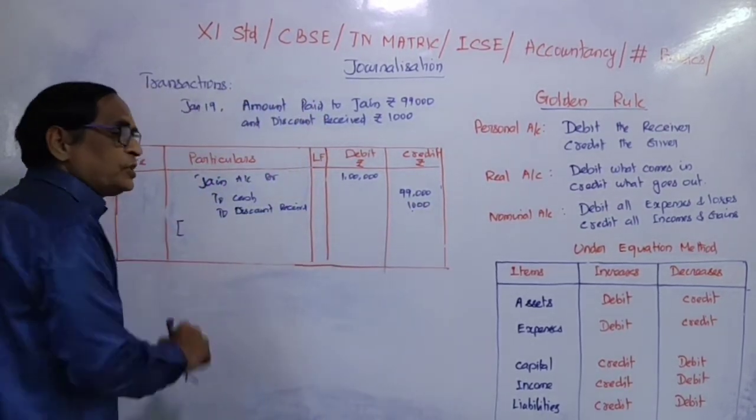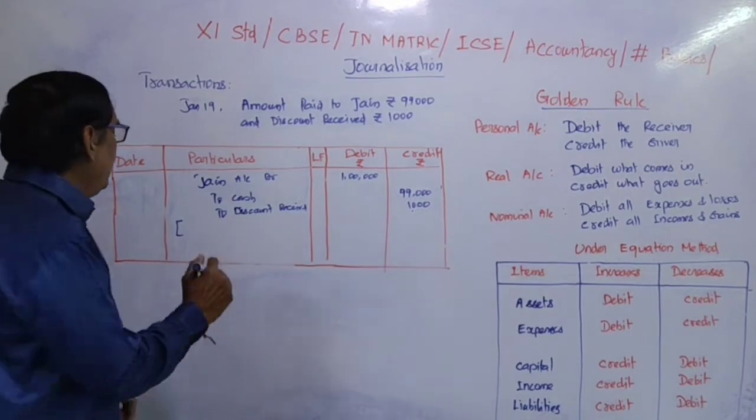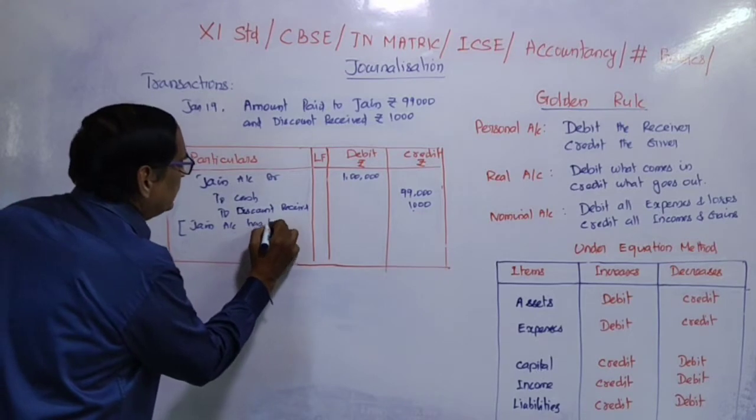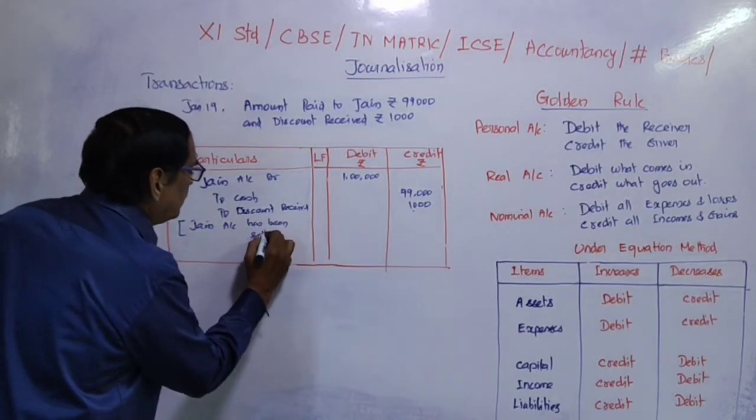So Mr. Jain account has been settled. That is the narration. It's enough. Jain account has been settled.